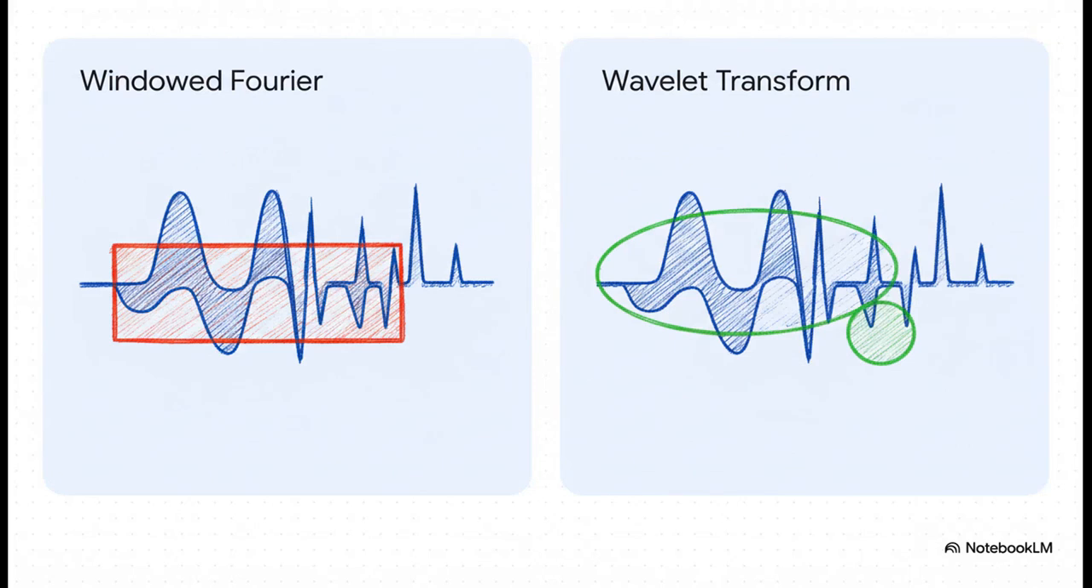Where the windowed Fourier transform gave us that fixed listening window, the wavelet transform gives us an adaptive zoom lens. It's not a one-size-fits-all solution. It literally changes its scale to match whatever feature it's looking for. And this is what makes it so incredibly good at analyzing the transient signals that other methods just can't handle. It finally gives us what we've been looking for, a crystal clear view of both the frequency and the time at any level of detail we could possibly need.